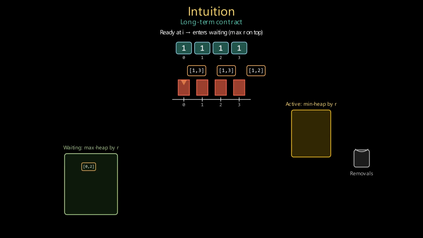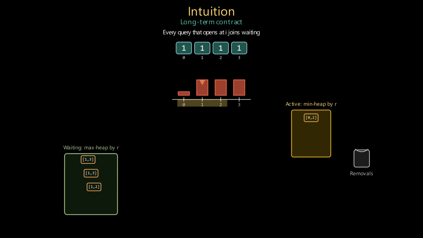Sweep left to right. When the scan line reaches an interval start, it joins the waiting room, a max heap by right endpoint so the longest reach sits on top. Here the column still needs work and nothing active covers it yet. We pluck the waiting query with the farthest right end, because that buys the most future coverage. At this column, 3 queries all open at once. Each one joins waiting because the algorithm only hires from intervals that have already started. They stack in a max heap by right end so the longest reach stays on top for the next hire.